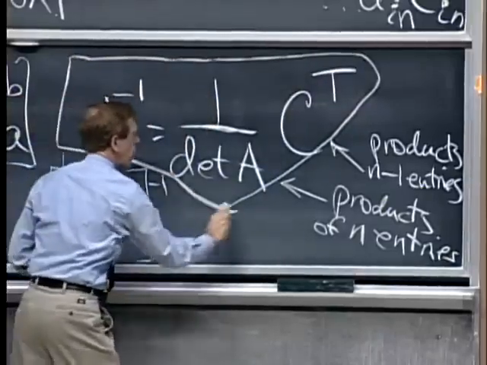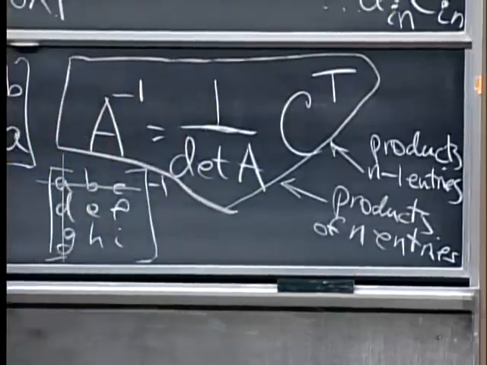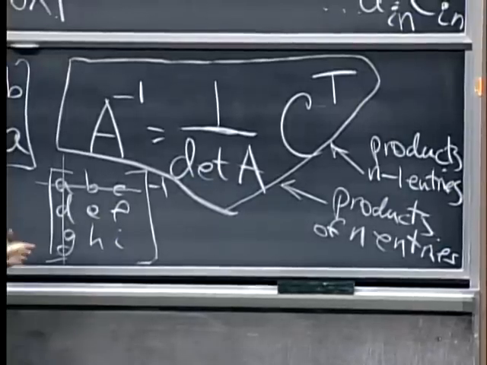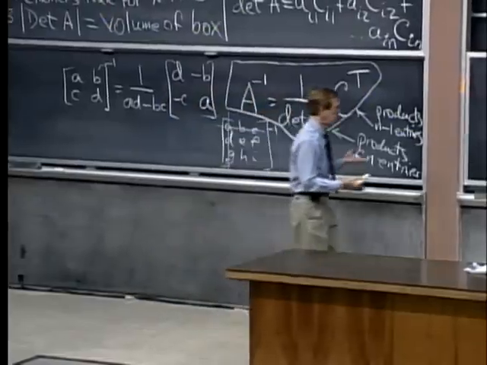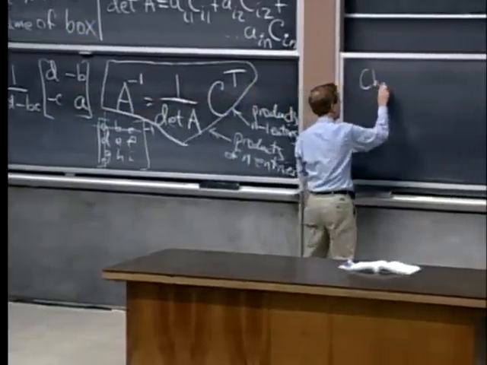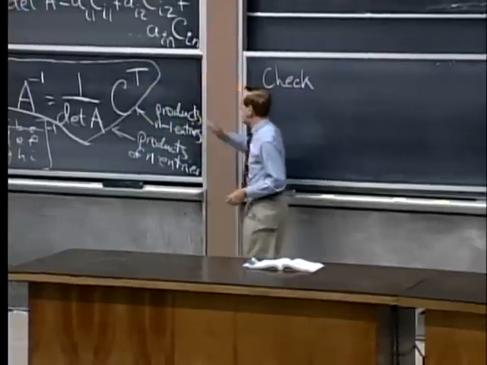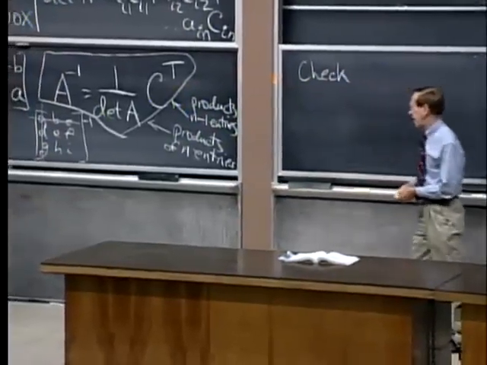That's a pretty magic formula. Where does it come from? Well, I'll just check it. Having got it up there, how can we check? What do I want to check? I want to check that A times its inverse gives the identity.